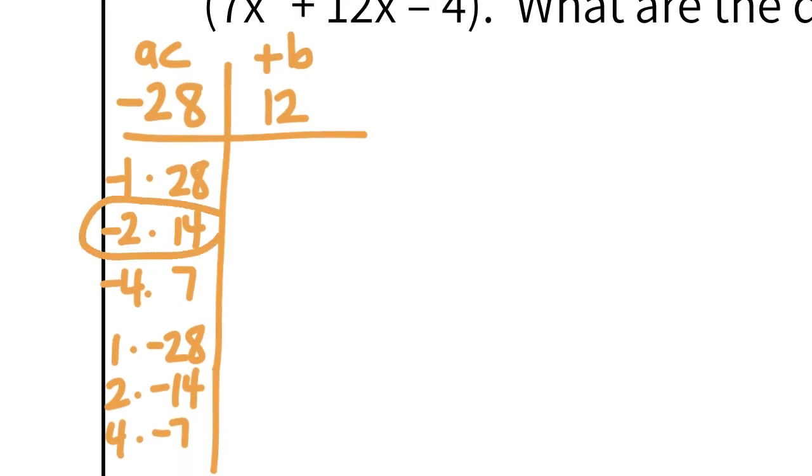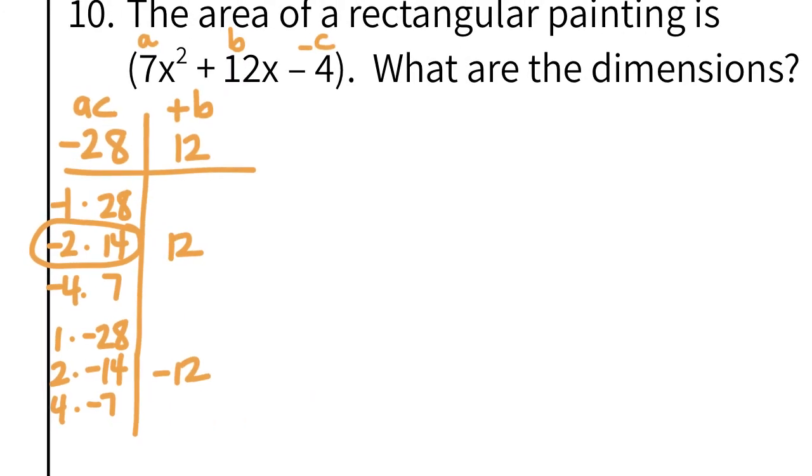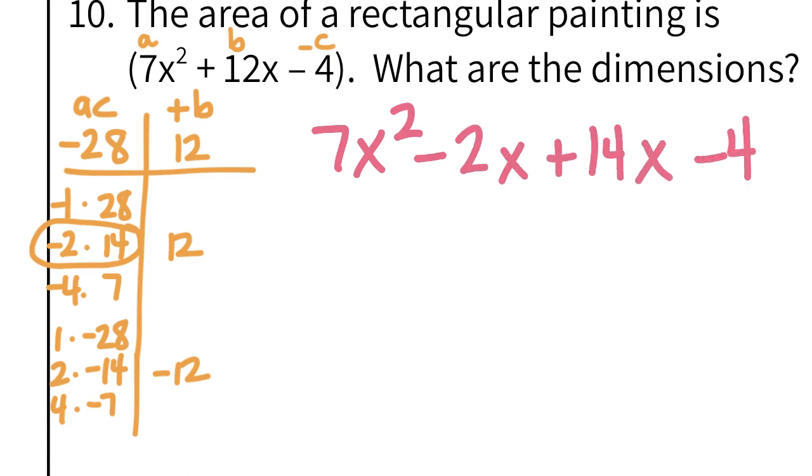And it's going to be the second one right here. That gives me 12. Just be careful. This one down here gives me negative 12, so just make sure you don't pick the wrong one. So we want negative 2 and positive 14. Negative 2x, positive 14x, then minus 4. Okay, we're going to cut that down the middle.